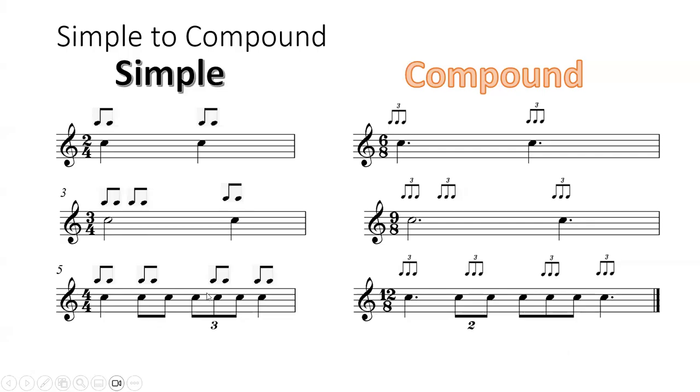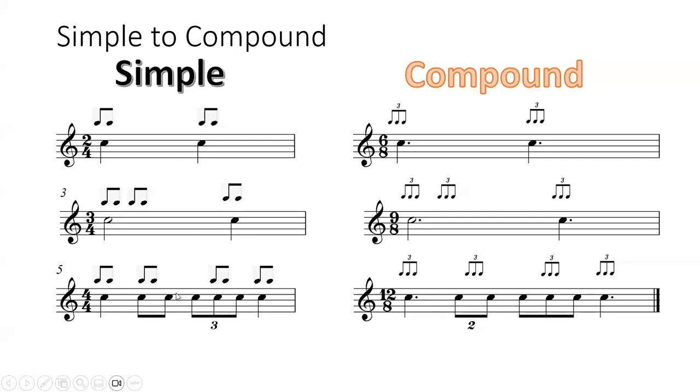Any questions on going between the 2? So the beat in simple time can't be divided into 3. There's no note value, so we make that a triplet. But in compound time, every beat is divisible by 3. So we don't need to make that a triplet.